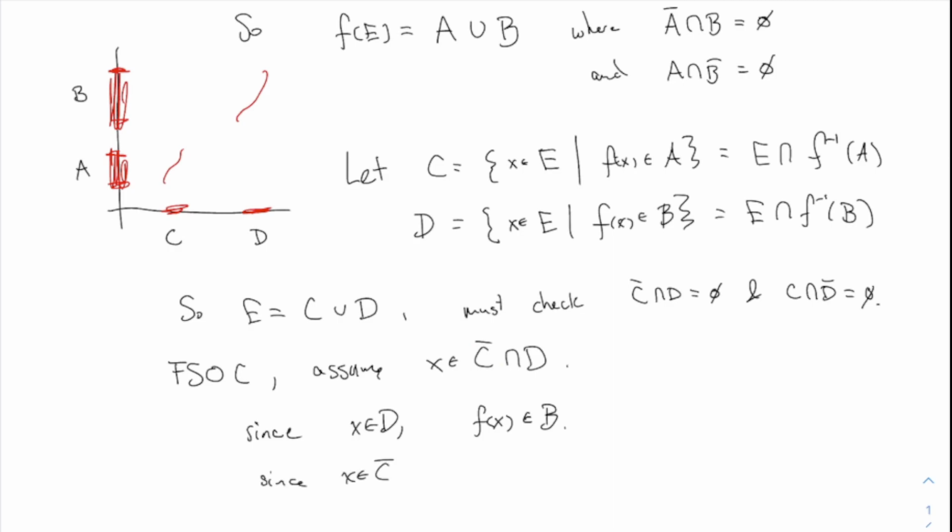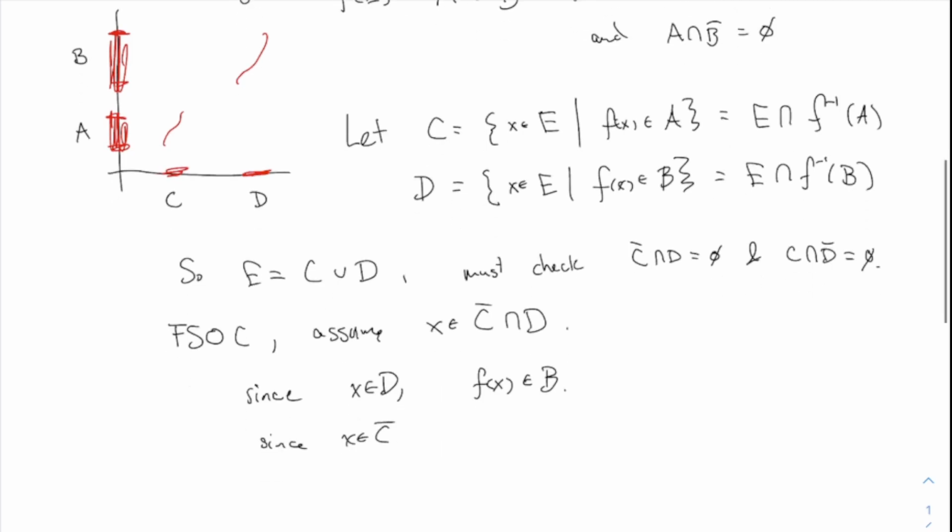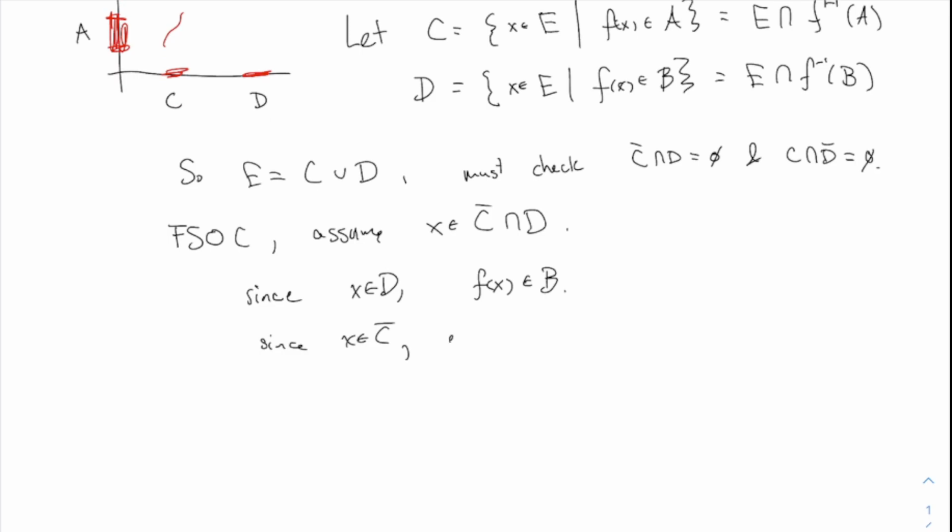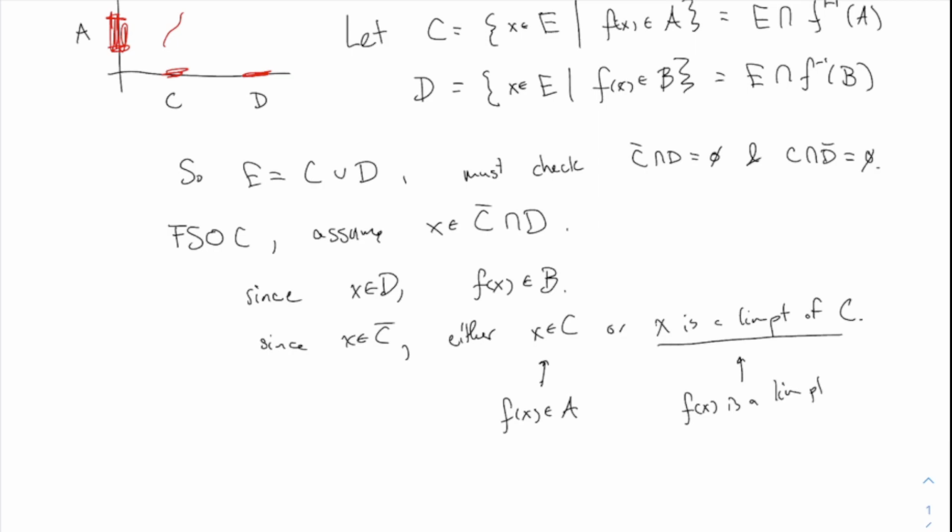Since X is in C bar, now this does not necessarily mean that f of X is in C. It means that X is in the closure of C. It is either in C or it is a limit point of C, all right? Either X is in C or X is a limit point of C, right? And what that means, X is in C means that f of X is in A, because that's the definition of A. If X is a limit point of C, here I'm going to breeze over a few little details, but this here means that f of X is a limit point of A.